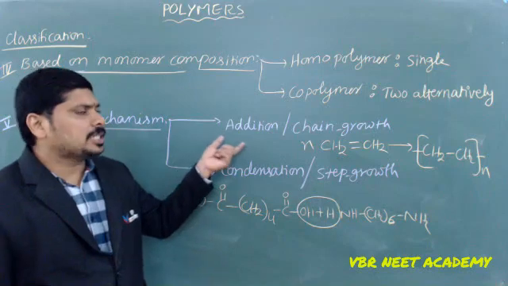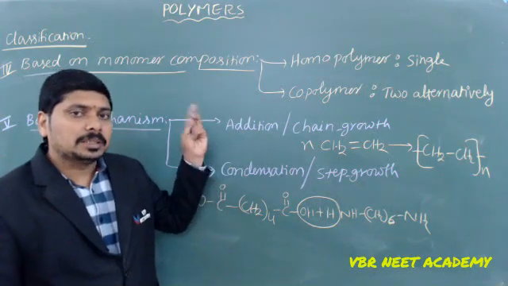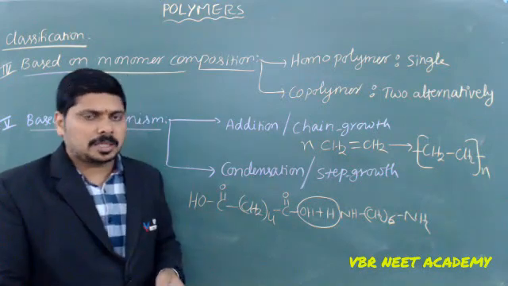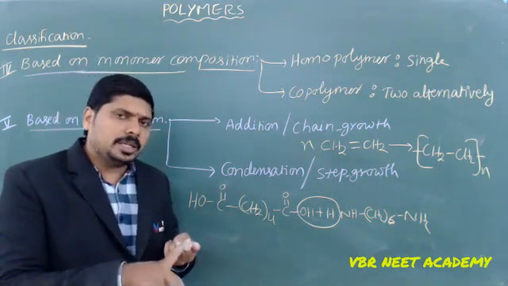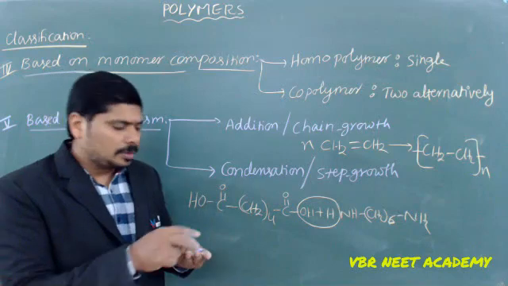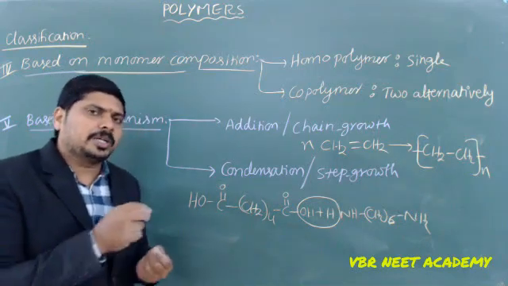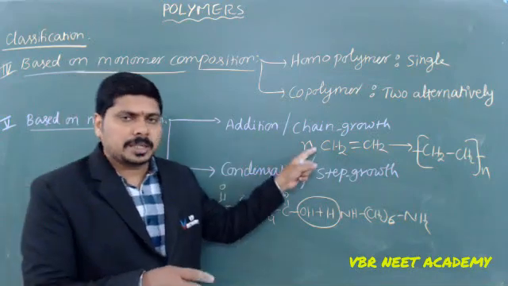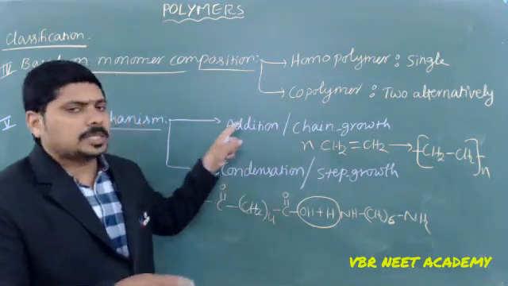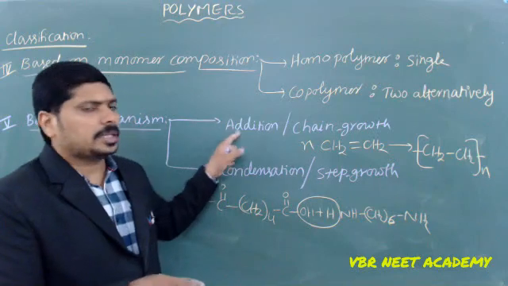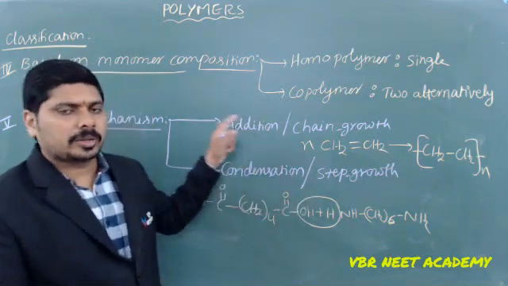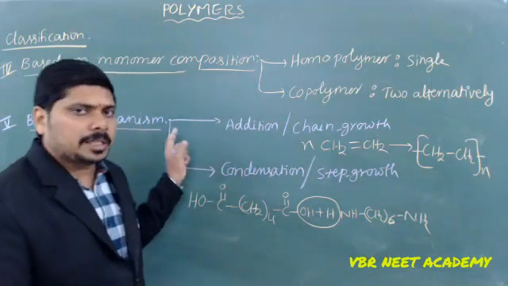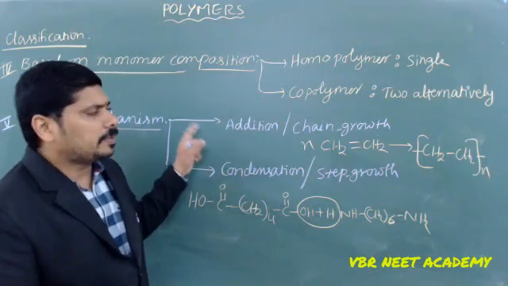Coming to addition polymerization, we can have three mechanisms based on the intermediate: free radical, cationic, anionic. If it's a free radical, it is called free radical addition polymerization, or cationic addition polymerization, or anionic addition polymerization. Like that we have different types. We will see the mechanisms of how polymerization takes place in a given compound.